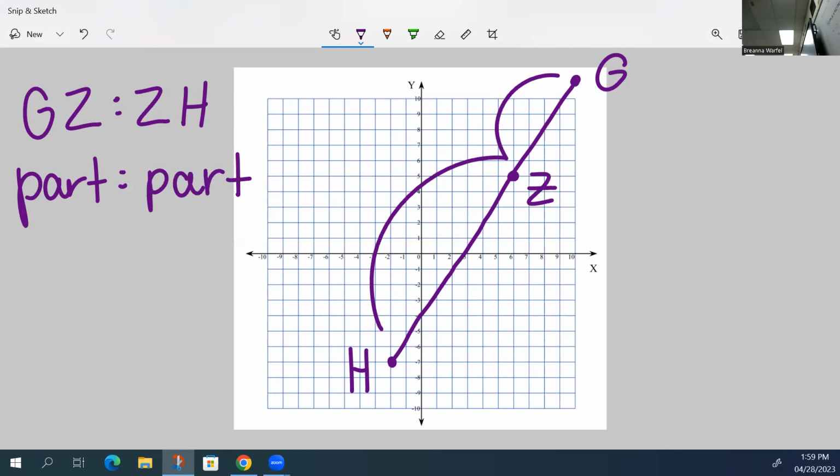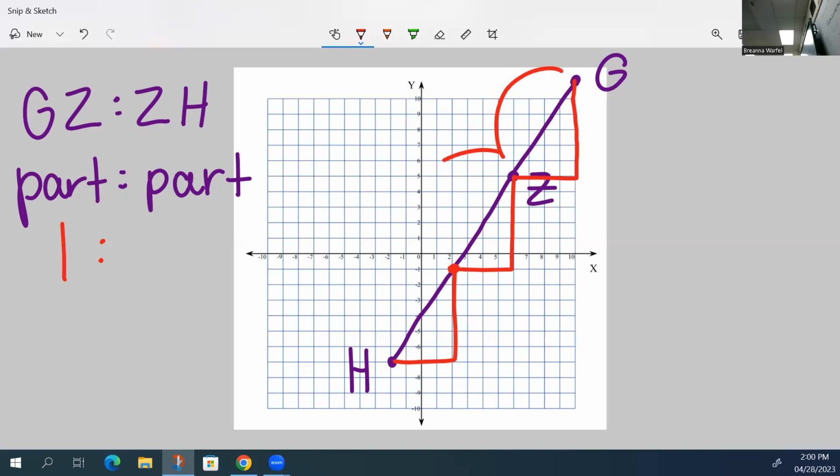It's not talking about part to whole this time. So you have a part. So let's go ahead and use that part and see if it works. So it goes down 1, 2, 3, 4, 5, 6 and over 4. So keep splitting it up that way. So 6 and over 4, 6 and over 4. And it splits it into 3 equal parts. So then it's asking you, how is that separated? Well, GZ is 1 part, and ZH is 2 parts. So it's 1 to 2.